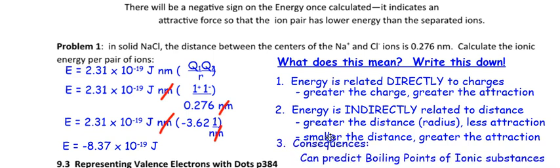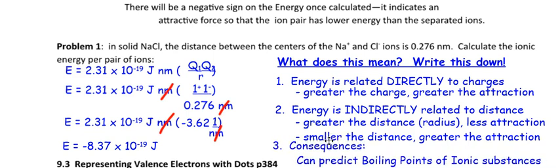And finally, there are some consequences. All right, so you could actually predict the boiling points of ionic substances. So if the attraction goes up, it's going to be harder to separate them. If the attraction is lower for whatever reason, then it's going to be easier to separate them, okay? It's still going to be a pretty big number. We're talking about in the hundreds.